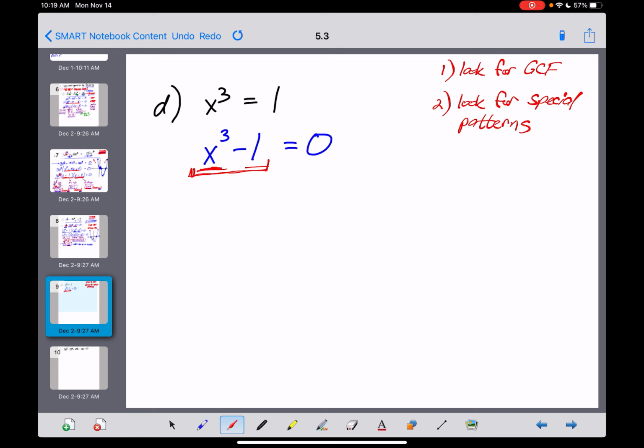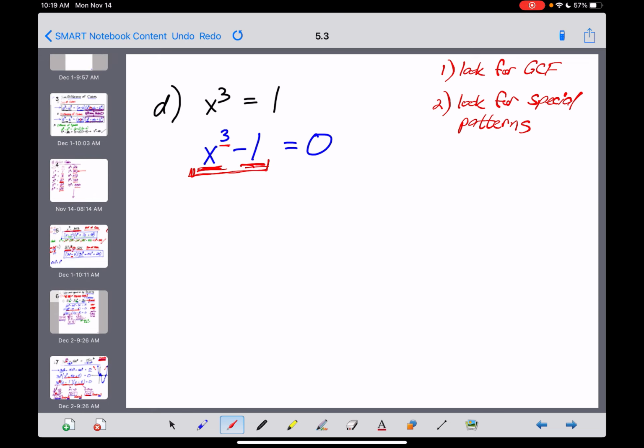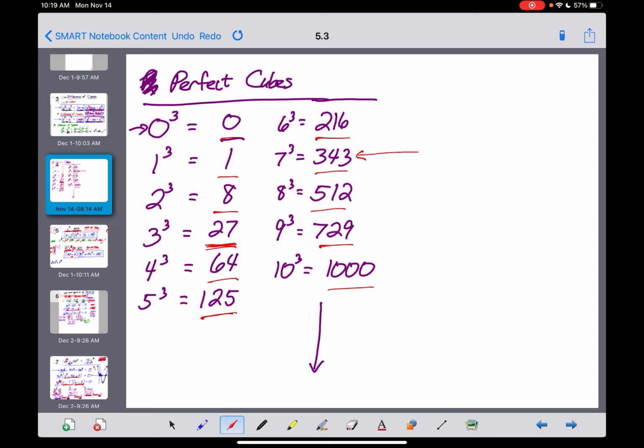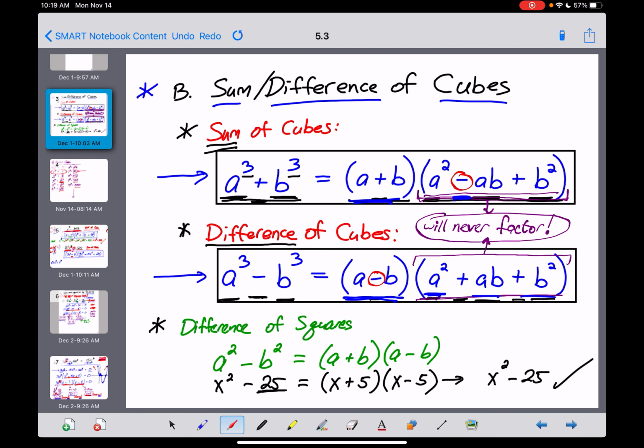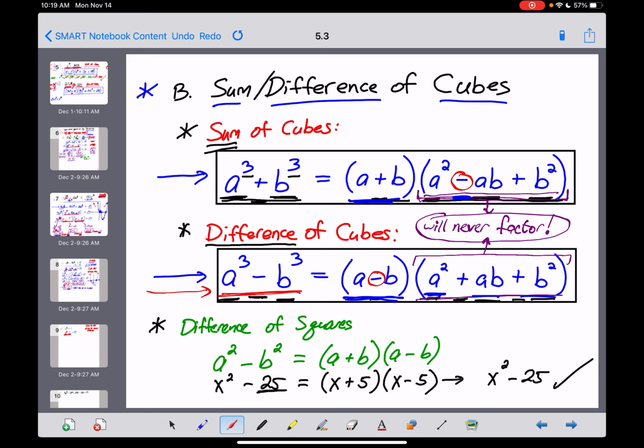X cubed, I hope this is obvious, is a perfect cube. And so is 1. If I go back to that list of perfect cubes that we did in the previous video, sure enough, right here, guys, 1 cubed is equal to 1. And that means that what we're dealing with in this problem, x cubed minus 1, is a difference of cubes binomial right here. So I really want you guys to be aware, whoa, this is a binomial that I'm trying to factor here.